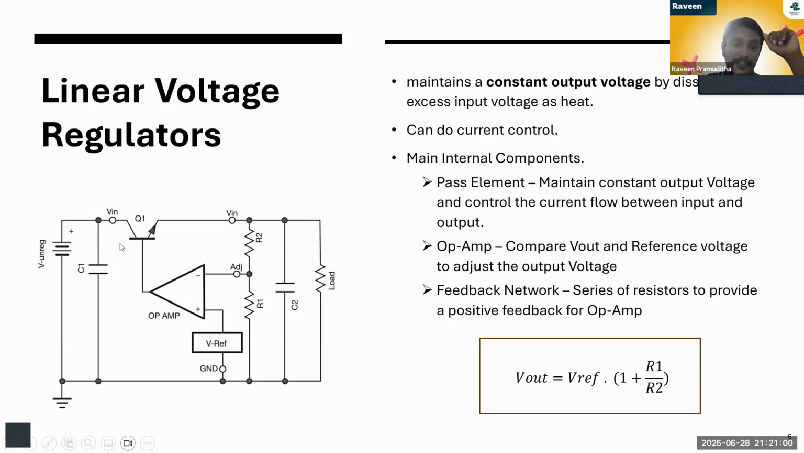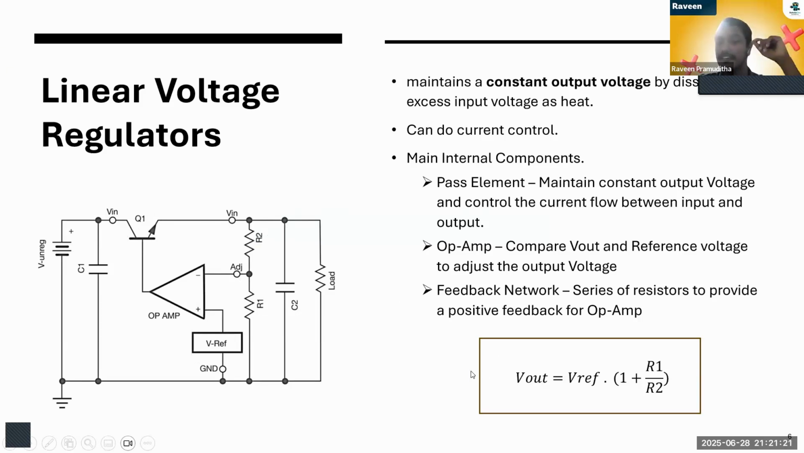And according to that output, this transistor will change. The transistor output voltage will change. Then it will adjust the output voltage of the regulator. That's how it's working. So we can use this kind of capacitors for smoothing the input and output. So this one is working as the positive feedback circuit.